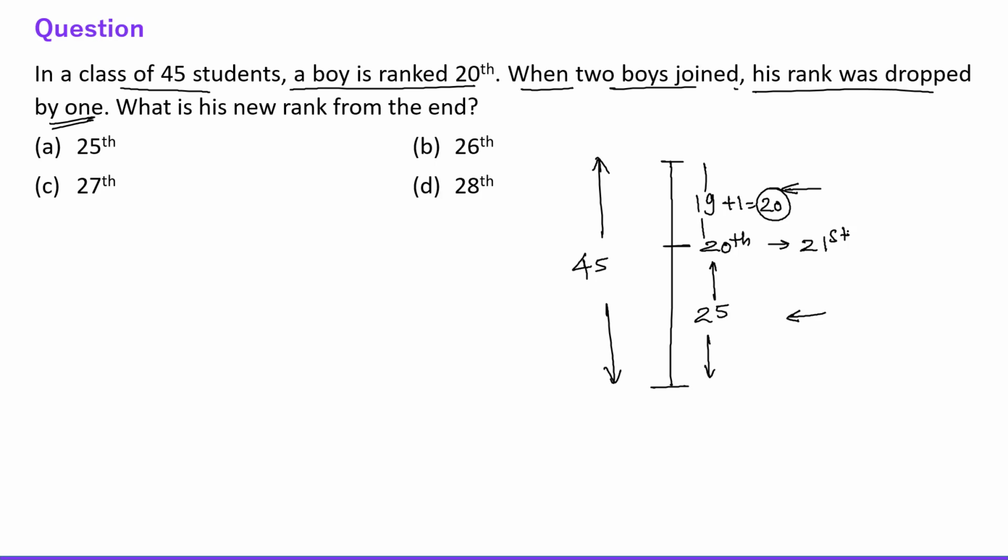Fine. And behind this boy are 25 plus 1, 26 boys behind this boy, and the rank of this boy will be 27th from the bottom. From the top his rank will be 21st and from the bottom his rank will be 27th. Why? Because 26 boys are behind this boy. So what is his new rank from the end? The question is asking what is his new rank from the end. So obviously from the end his rank will be 27th.